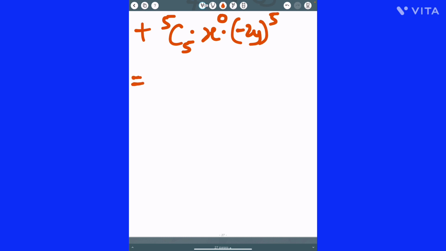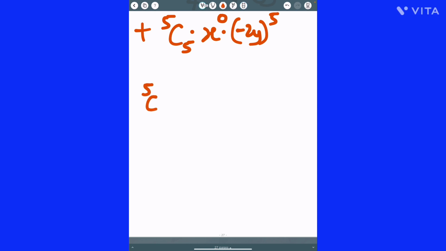Then my last term, which is my sixth term, we have 5 combination 5 as its coefficient. Then take x raised to power 5 minus 5, 0. Take −2y raised to power 5. So what I need now is simplification. Let's just go ahead and find each coefficient.